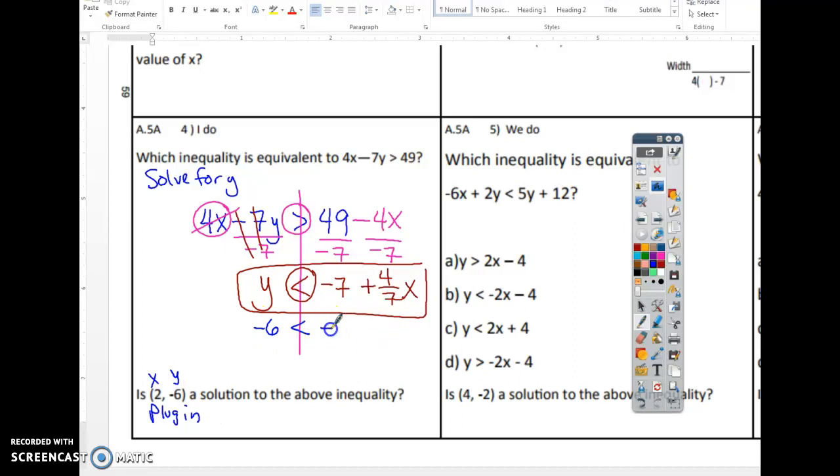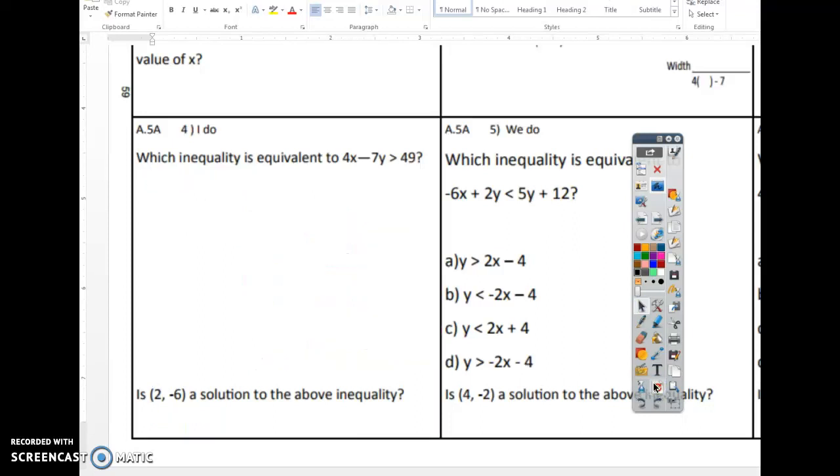Now we have negative 7 plus 4 over 7, which needs to be in parentheses, and that 2 also needs to be in parentheses. So I plugged in 2 for x and negative 6 for y. I'm going to do it the easy way. I'm just going to put this whole thing in the calculator and see what it gives me, because this side needs to be greater than this side. So we're going to check to see if it is or if it isn't.